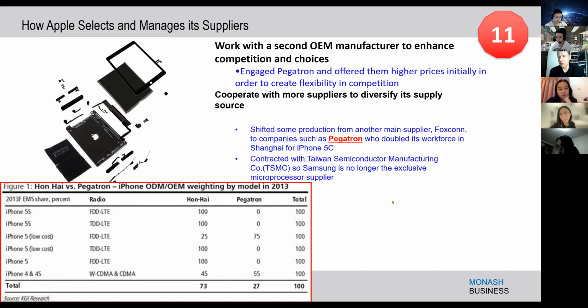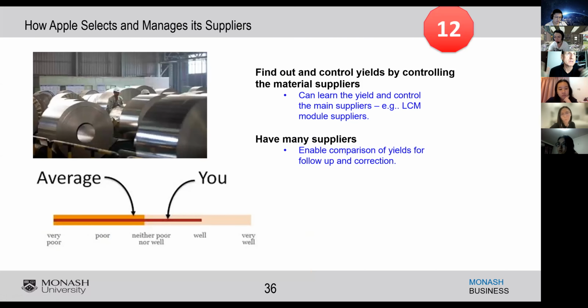Okay. Number 11. What else does Apple do? Number 12. What else? They control yields by controlling material suppliers. Like I said earlier, they track the materials that are sent to suppliers, and they know the output from suppliers. So they know the input, they know the output, they know the yield. So the supplier cannot say that the yield is 80% when it's really 70%. And Apple won't let them get away with that.